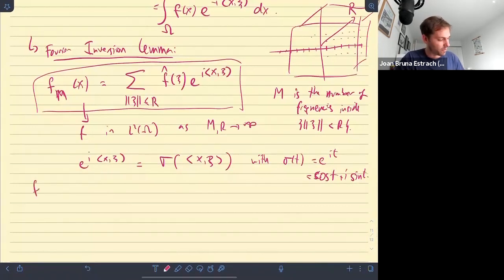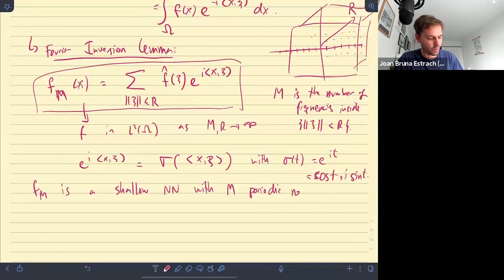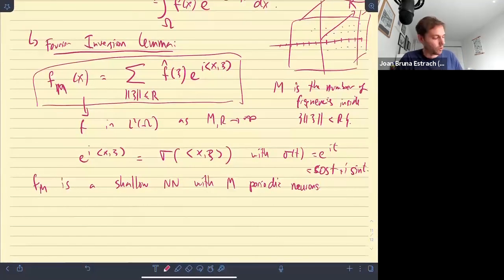So this is f_m, a shallow neural network with m periodic neurons. Okay, so this has exactly the form of a shallow neural network. And so we have a very tight control, right? We know many things about how fast this approximation converges to the function, right?